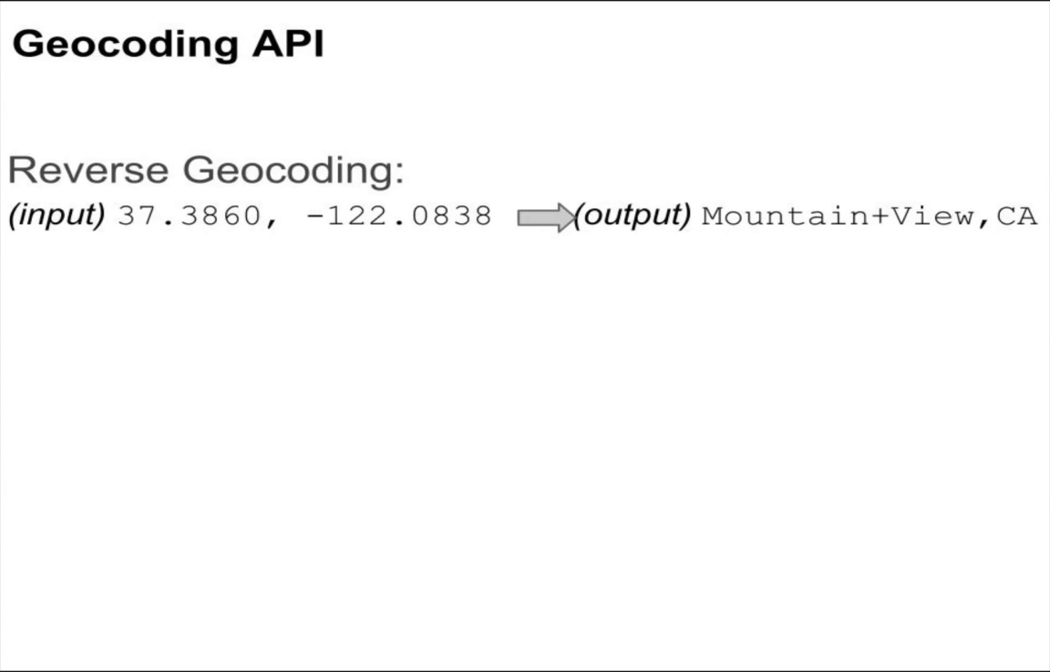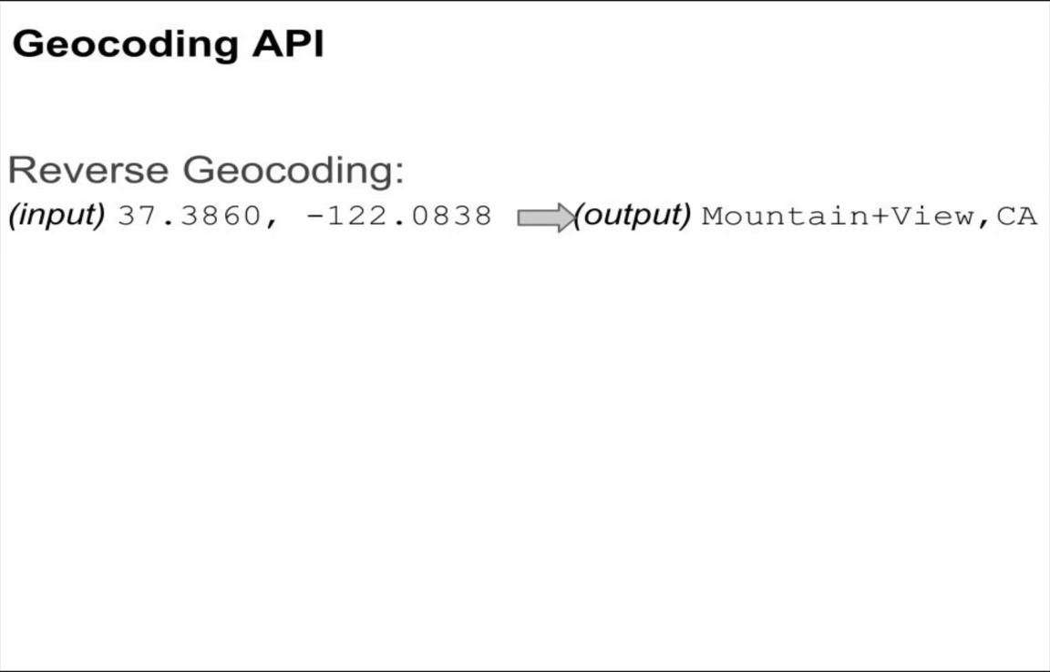And there's also what is known as reverse geocoding. Reverse geocoding is the process of converting a lat long into a human readable address. So the Geocoding Web Service API provides an interface to perform both forward and reverse geocoding in a server-side application.